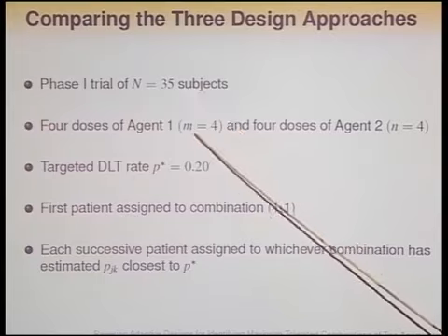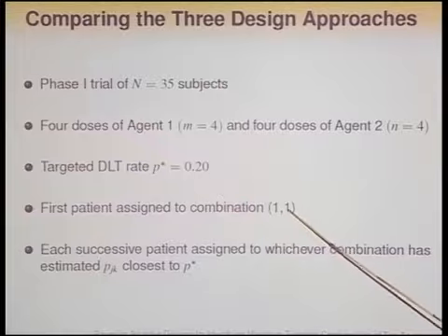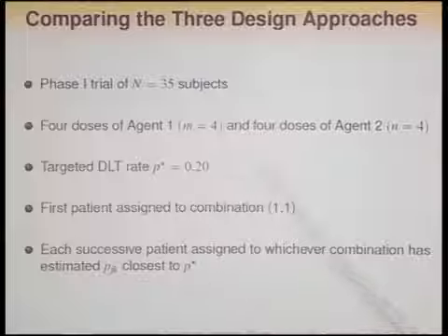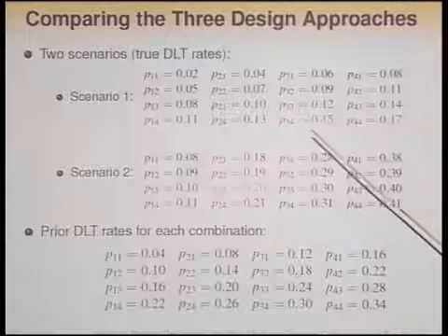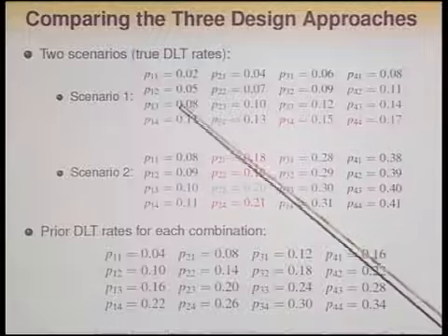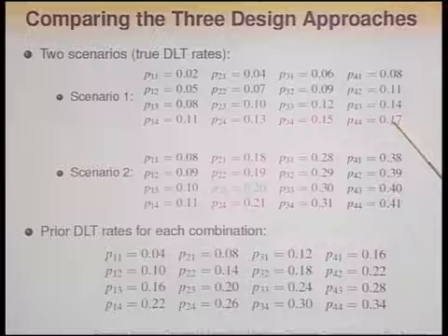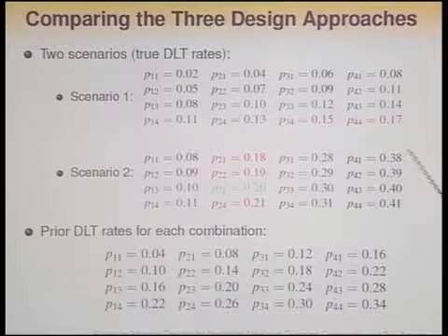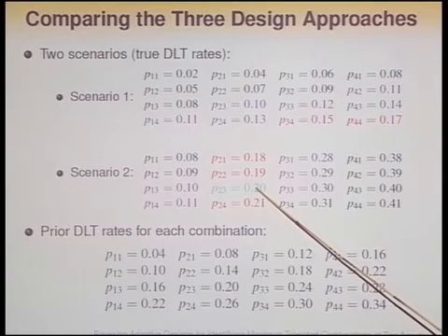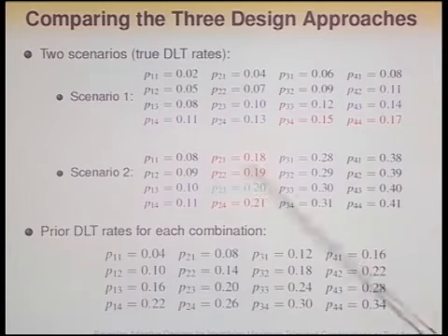35 subjects, the same old setting here, 4 of each agent. I have a target of 0.2. I'm going to start at 1, 1, and I'm going to assign each patient to the closest. 2 scenarios here. Again, my target is 0.2, so here everything is safe, and I'd want to get down here as much as possible with as many patients there as possible. Here's scenario 2. Sort of a little bit different. There are unsafe doses. Again, the blue is meant to indicate at the DLT rate. Red is within 5 points, and purple is within 10 points, and more than 5 points.